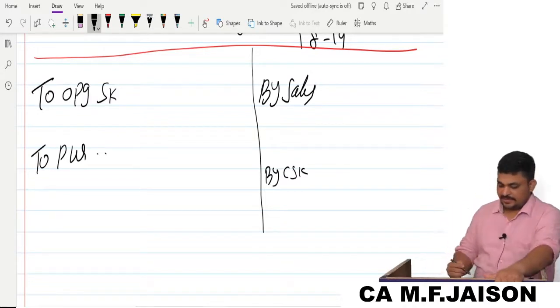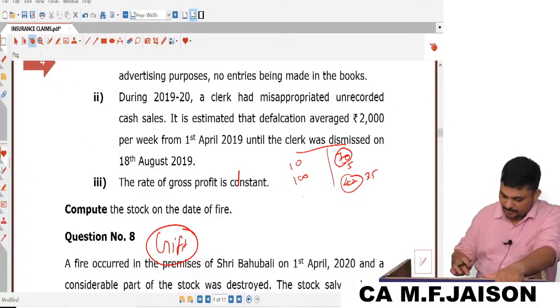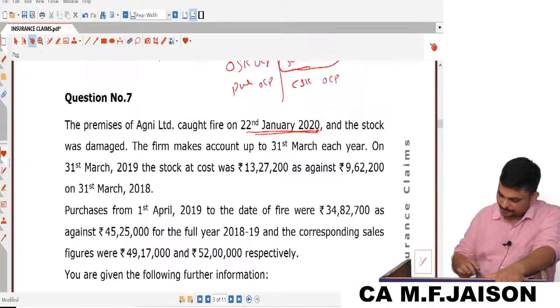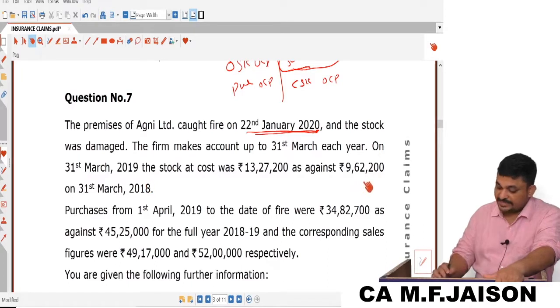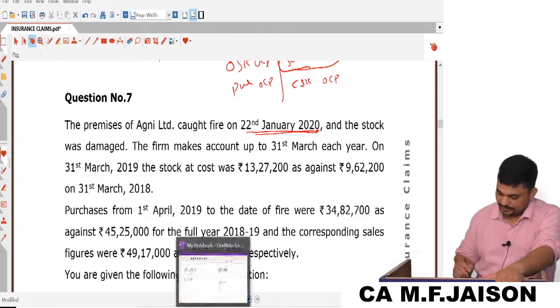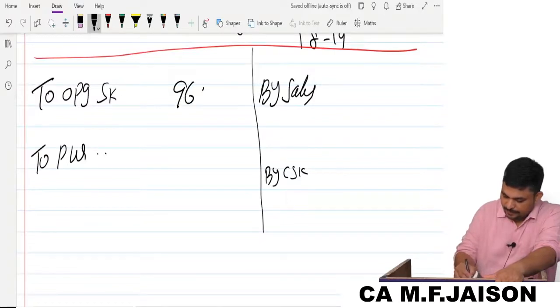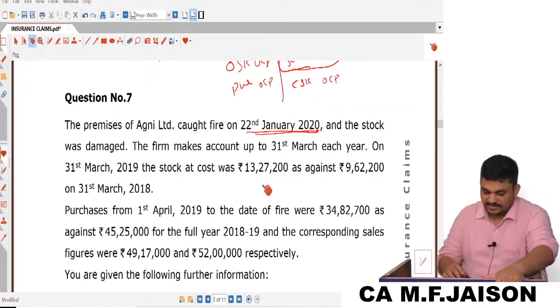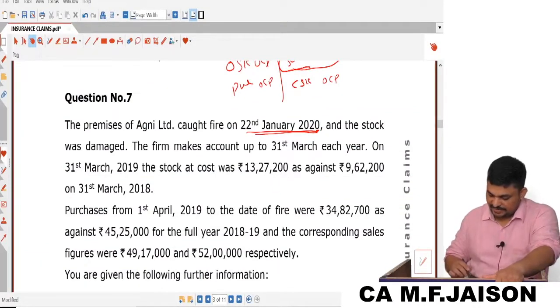Opening stock, purchases, sales and closing stock. So we have opening stock, $960 to $200. Closing stock is 13,27,200.